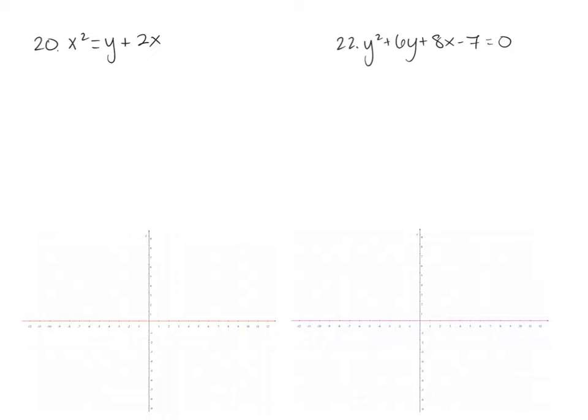Okay. Now let's look at 20 and 22. In 20 and 22, they gave us the equation of a parabola. Sometimes it looks like the standard, sometimes it doesn't, okay? And they want us to find the vertex, the focus, the directrix, and the axes, and then graph and label all of that. All right, so looking at 20, we have x squared equals y plus 2x. This doesn't look like the standard equation, so what I'm going to do is subtract 2x from each side.